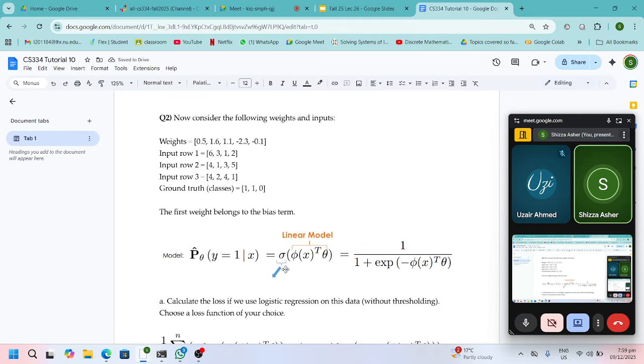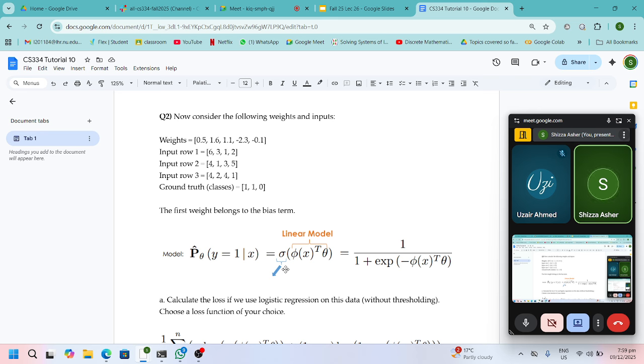So I think let's move on to the next question then. So this is given to you. Again, I will give you guys a few seconds to go through this one as well, and then we'll attempt it together too. So you're given the following weights and inputs. आपको weights दिए हुए हैं 0.5, 1.6, 1.1, -2.3 and -0.1. Once again, जो पहला weight है वो bias term का है और बाकी आपके parameters के weights आपको दिए हुए हैं. You're again given 3 input rows and you're given 3 ground truths.